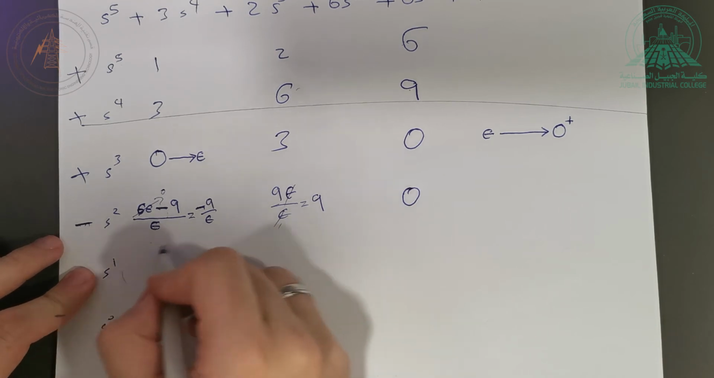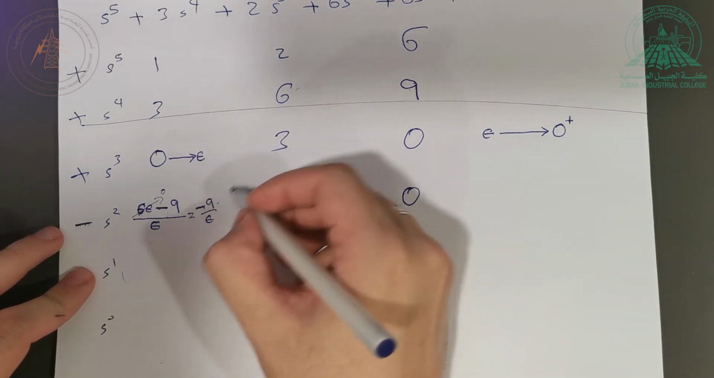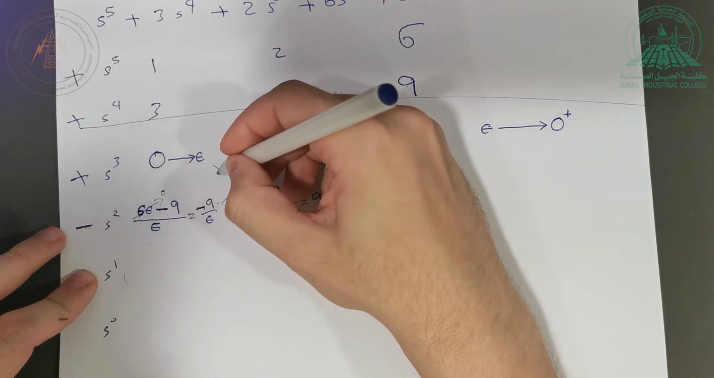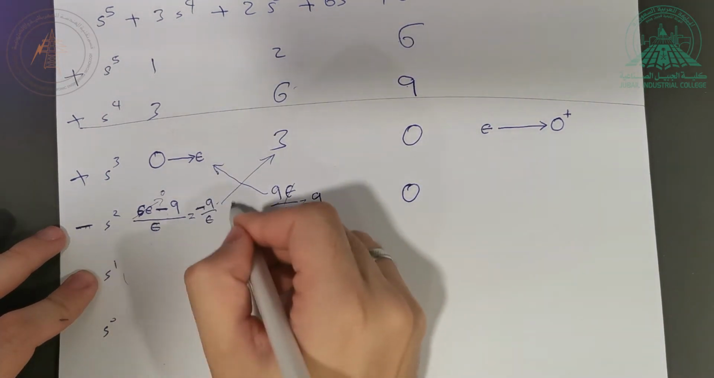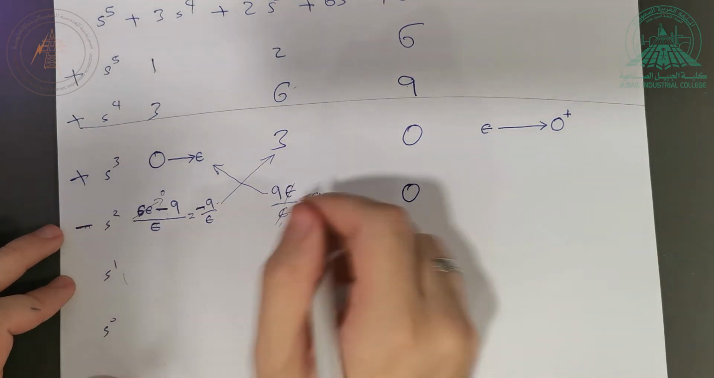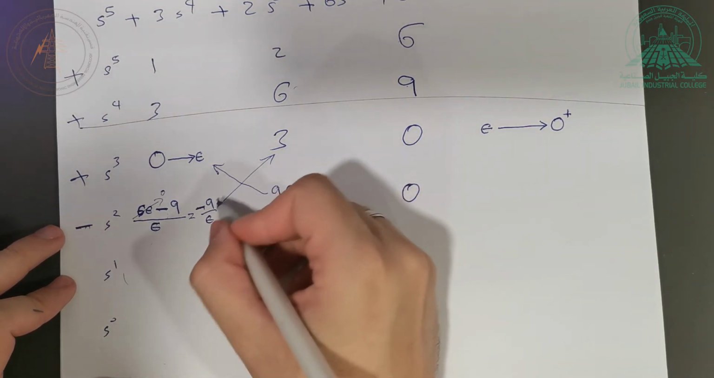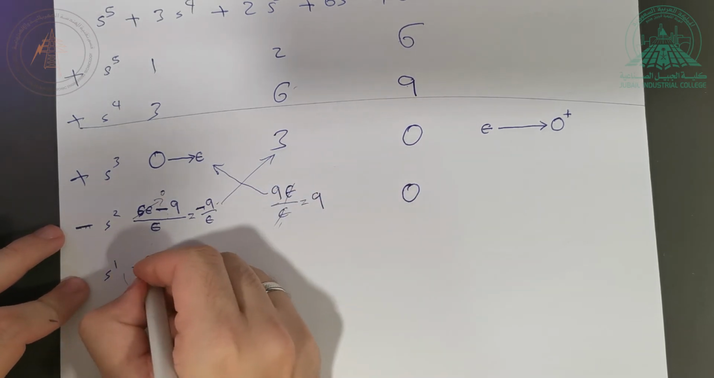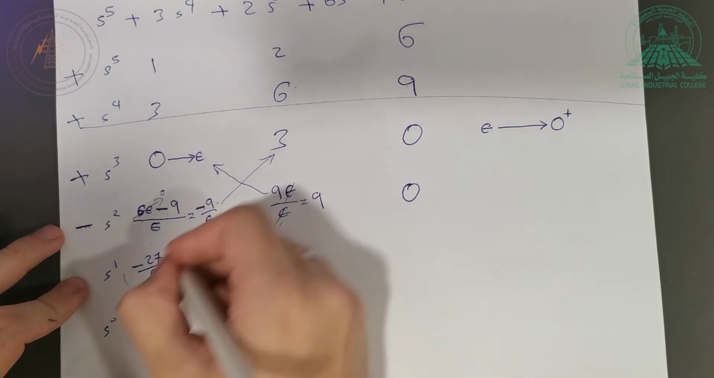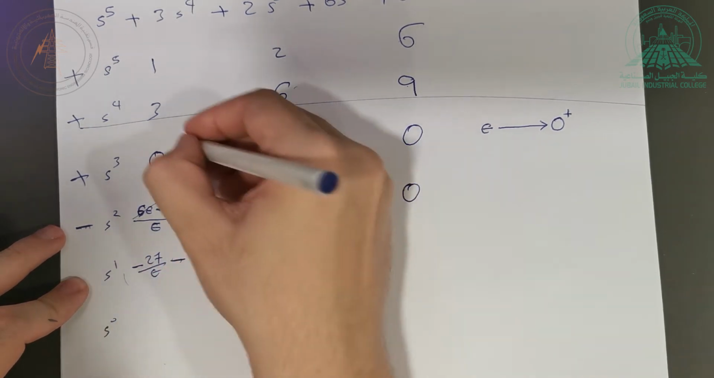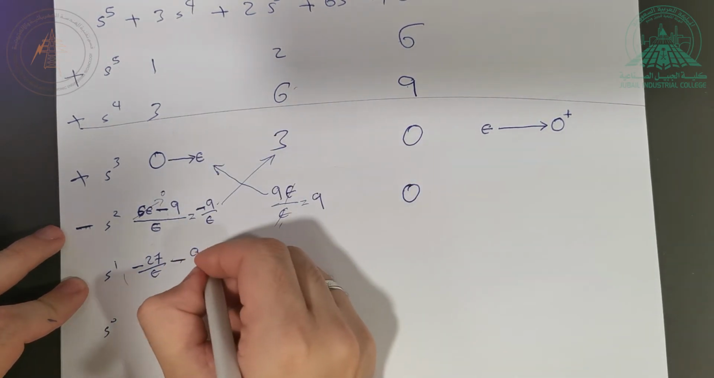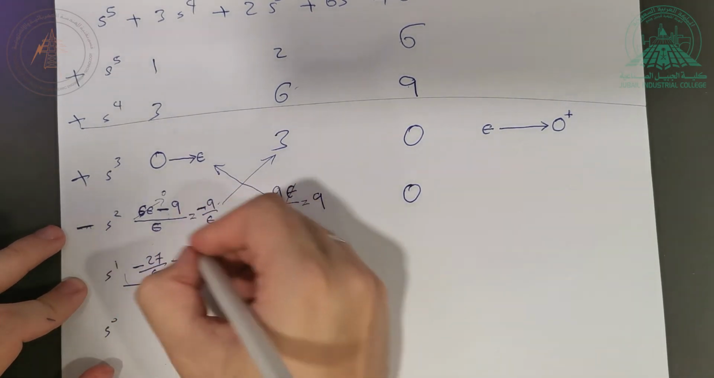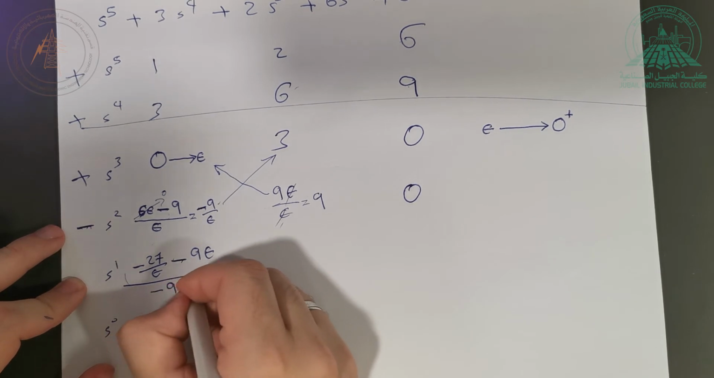How do I get this element? Again, I'm going to use this multiplied by 3 minus this multiplied by this, divided by this. So let's do that. So it will be minus 9, 3 multiplied by minus 9 over epsilon. That means minus 27 over epsilon, minus this multiplied by that. What is this? 9 epsilon divided by this, which is minus 9 over epsilon.